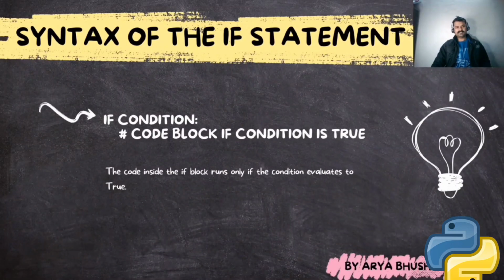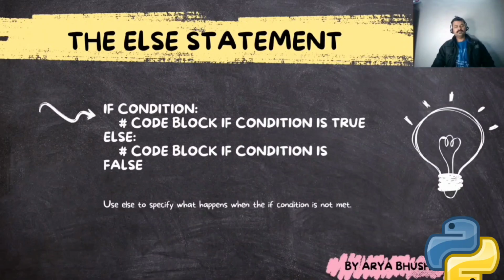The if statement is the simplest form of decision making. It evaluates a condition, and if the condition is true, the intended block of code runs. Remember, indentation is crucial in Python. When the if statement is not true, the else statement comes into play. It defines what should happen when the condition is false. This ensures that our code handles all scenarios.